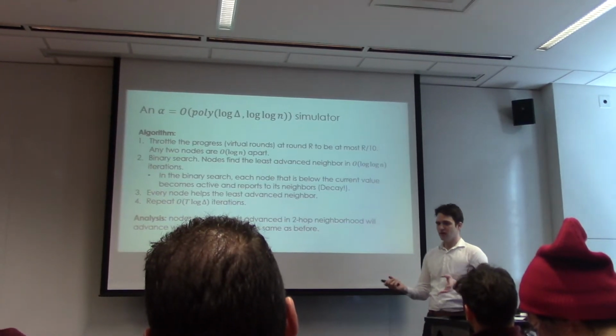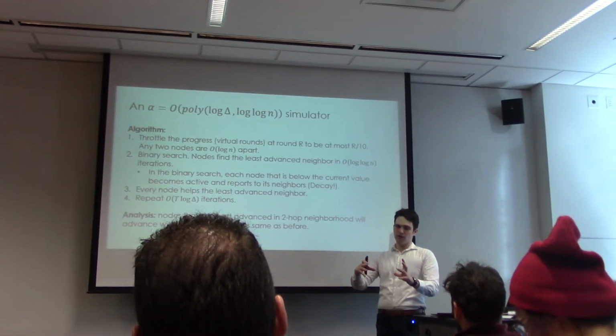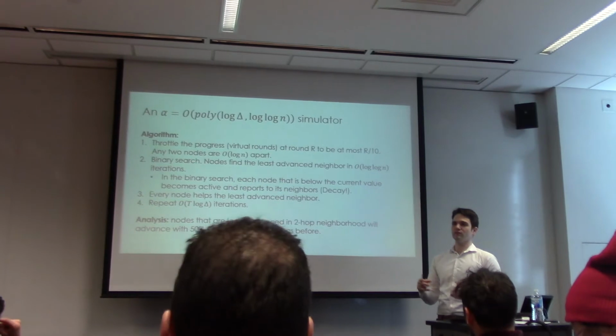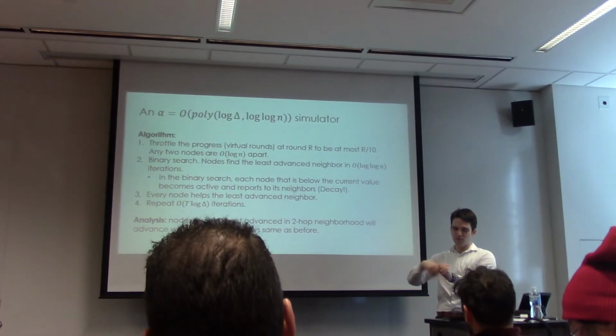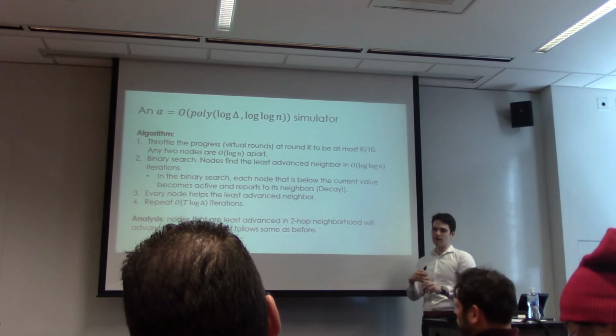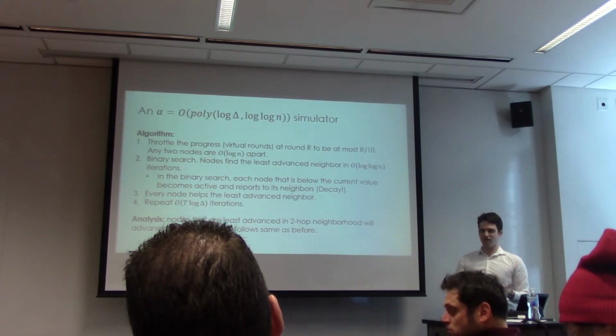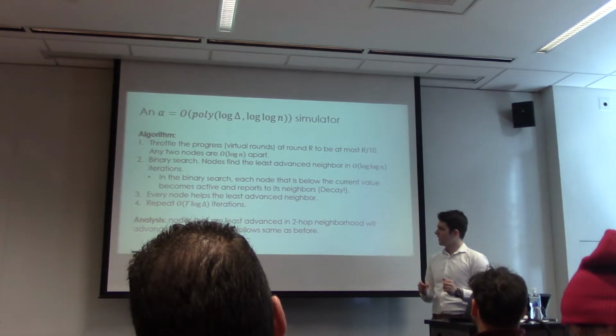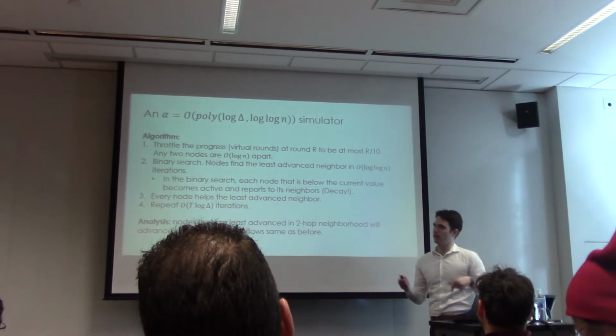As I said, if you're the minimum in the 2-hop neighborhood, the binary search is set up in such a way that the global network will do it and will spread this information around. It will inform all of its neighbors that it's super far behind. Everybody will help him. And the rest follows exactly as before.